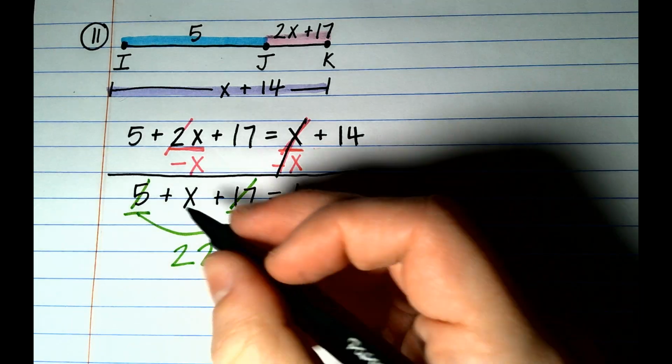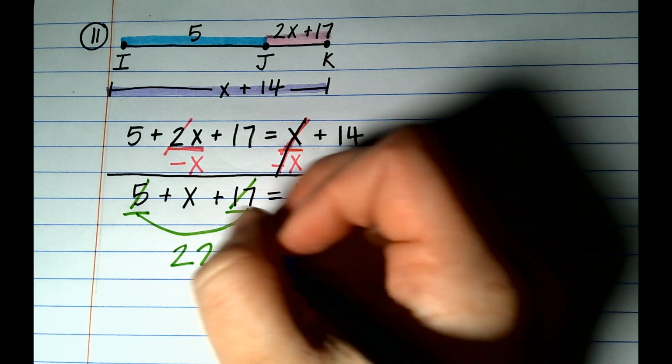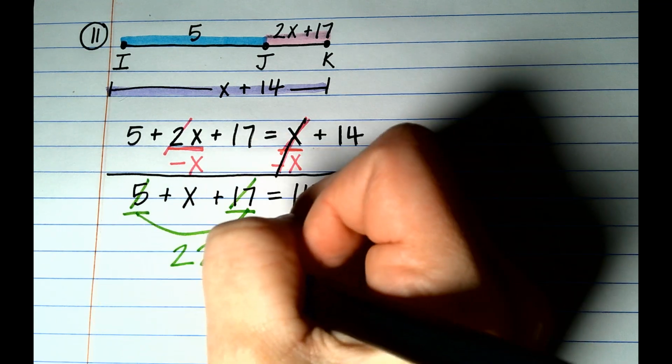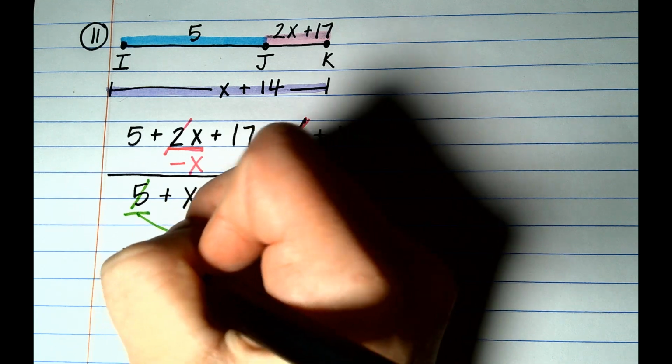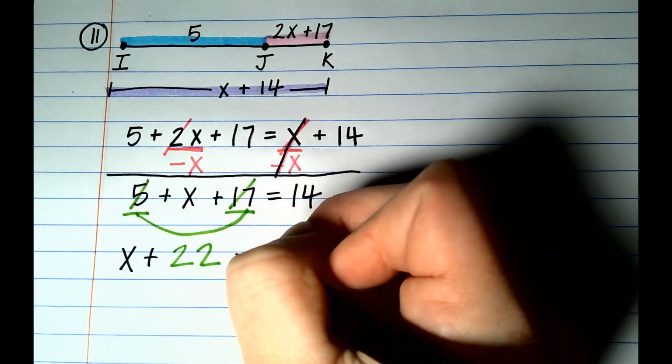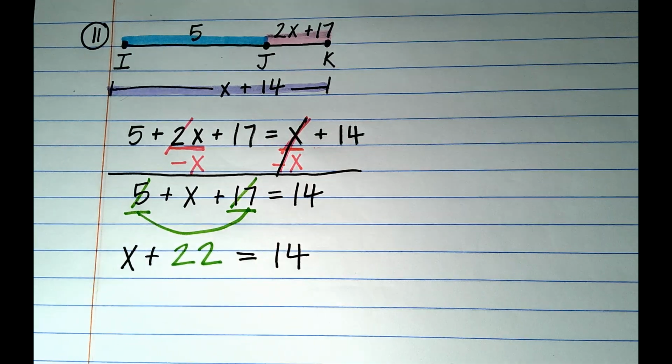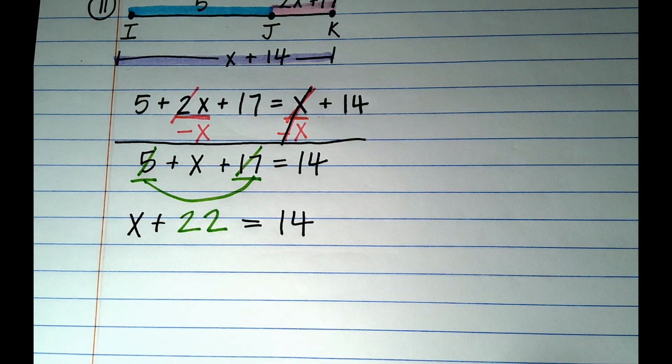And what do I bring down? X plus 22. Good. So I really have x plus 22, or you could do 22 plus x. Both are just fine. X plus 22 equals 14. I'm going to say that again. I saw some confused faces.